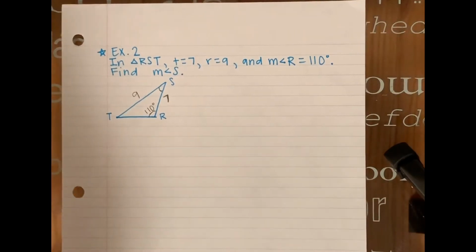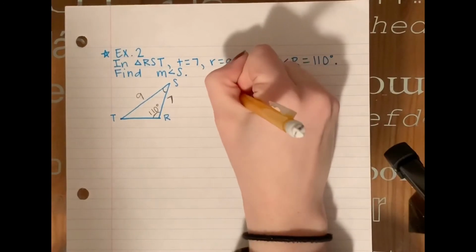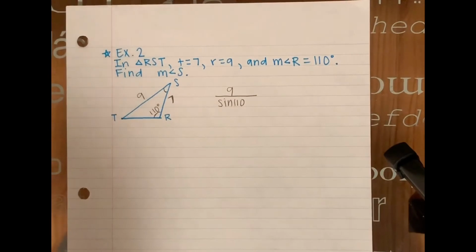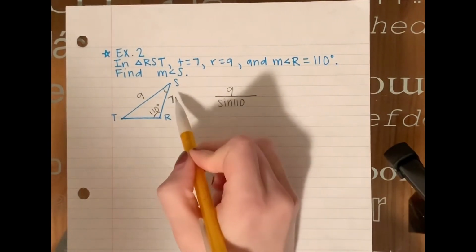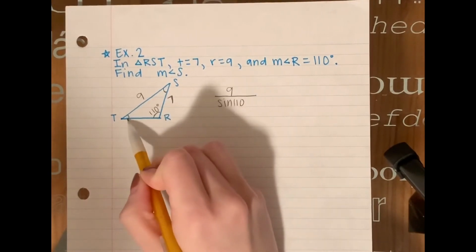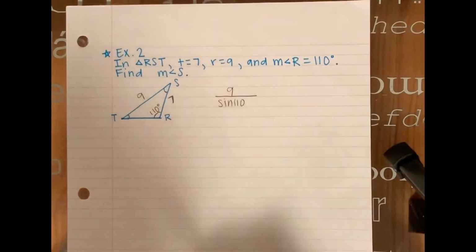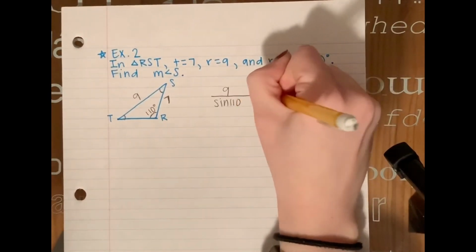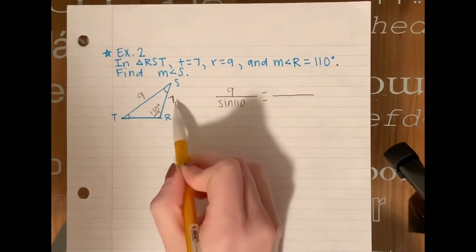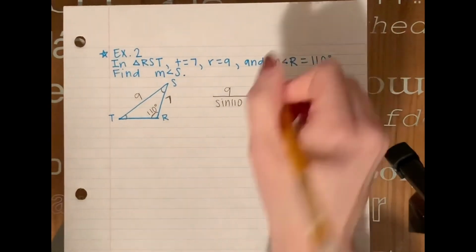All right, let's look for pairs that we have. We have 9 and 110. That's one pair. So I know that my ratio is going to be 9 over sine 110. That's what I'm going to use. I'm looking for angle S, but I have this 7 right here, which would go with angle T. So let's solve for angle T, and then we can just add these together and subtract from 180 to get angle S. The reason I know to do that is because all I have is a 7. I've already used 9 and 110, so I've got to use whatever else they give me, which is 7.